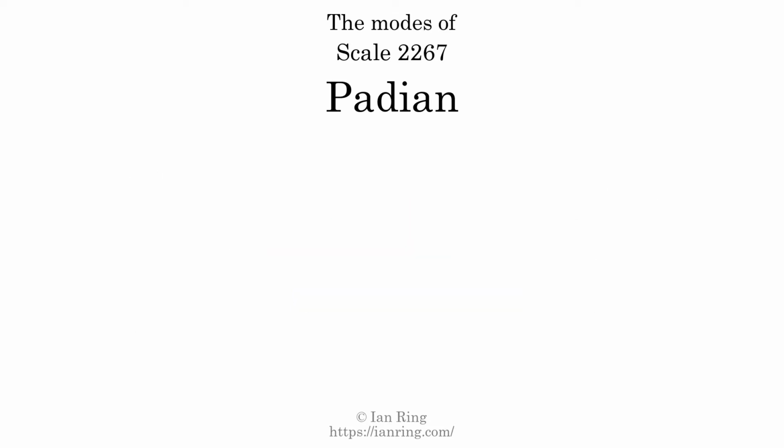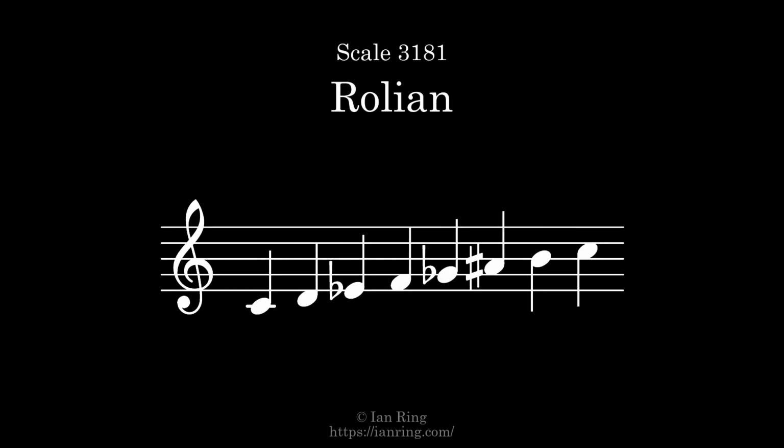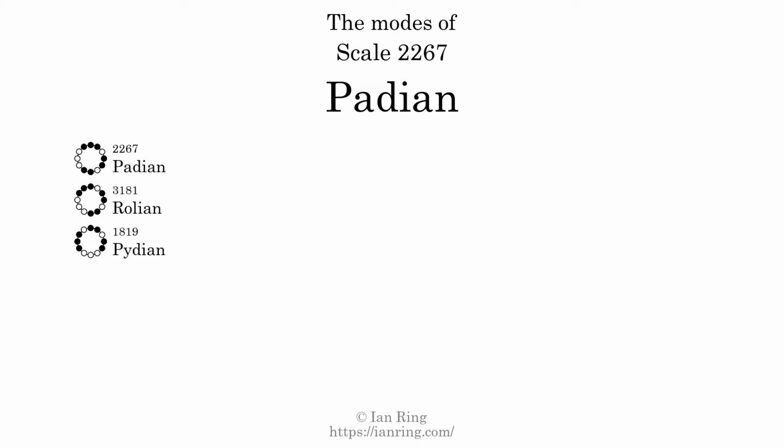This scale has 7 modes. The first mode is itself. The second mode is scale 3181, also known as Rollian. It sounds like this. The third mode is scale 1819, also known as Padian. It sounds like this.